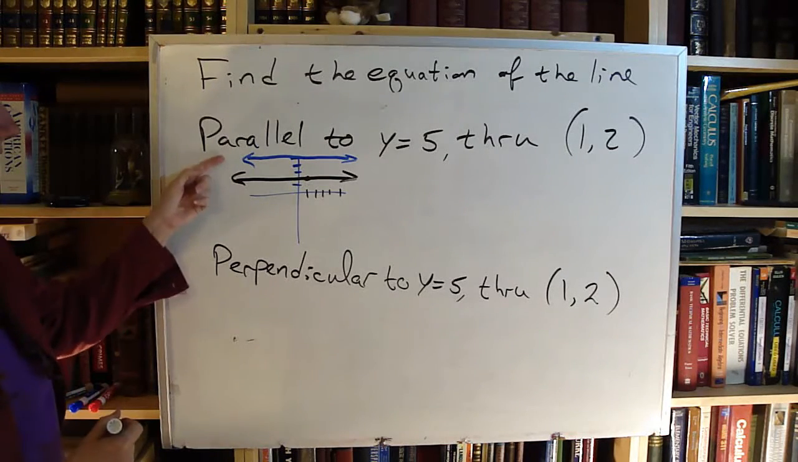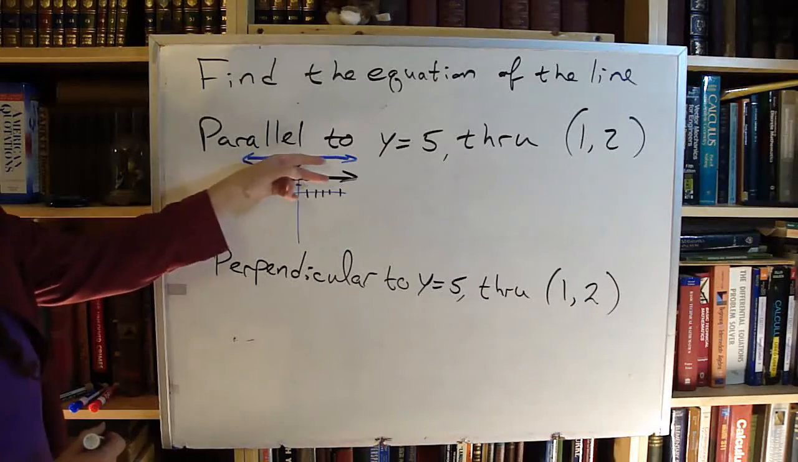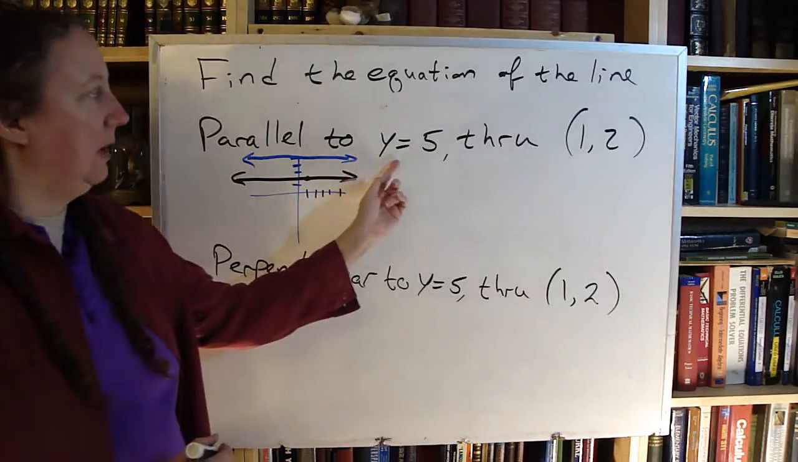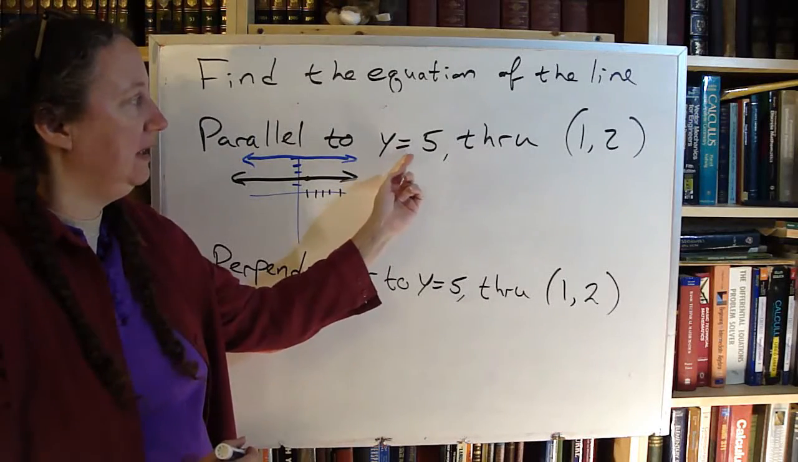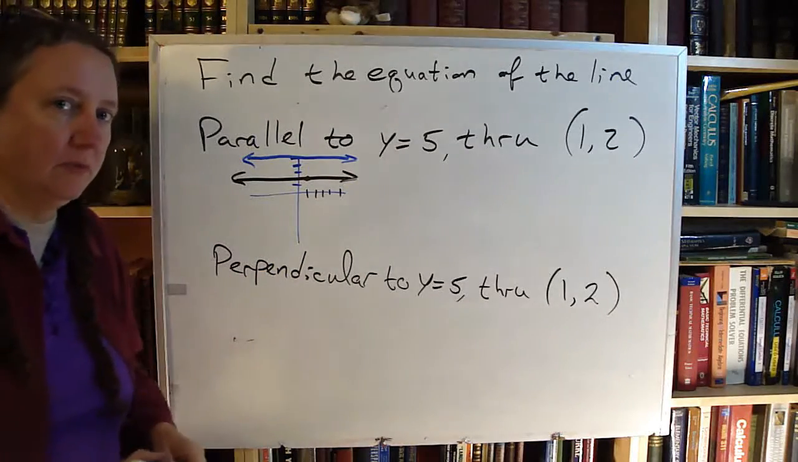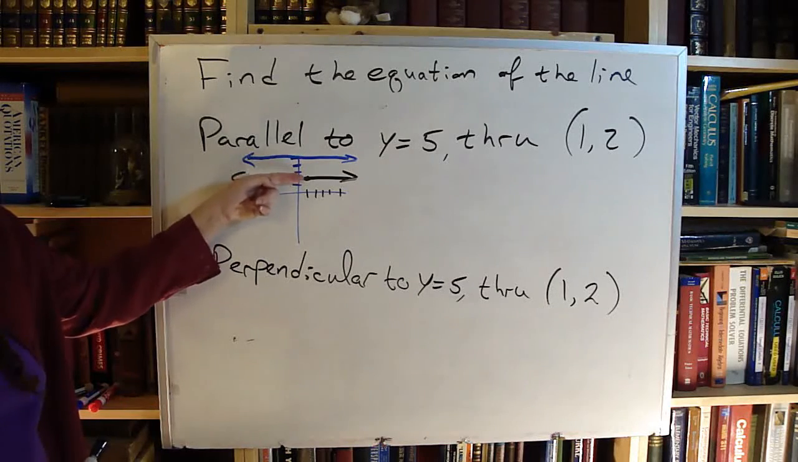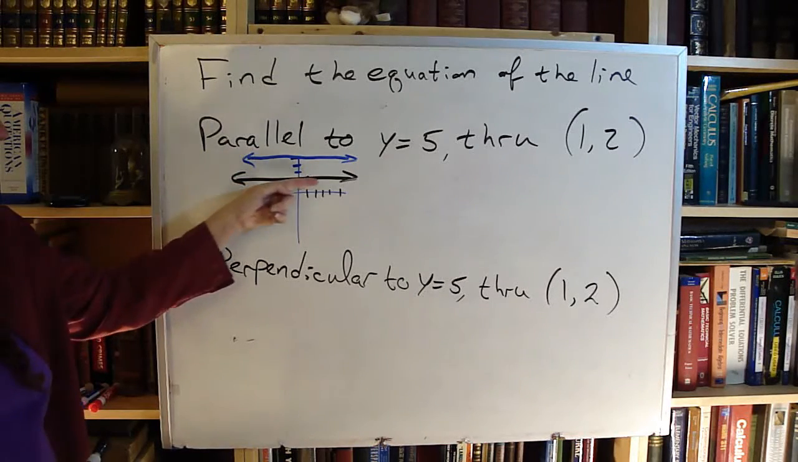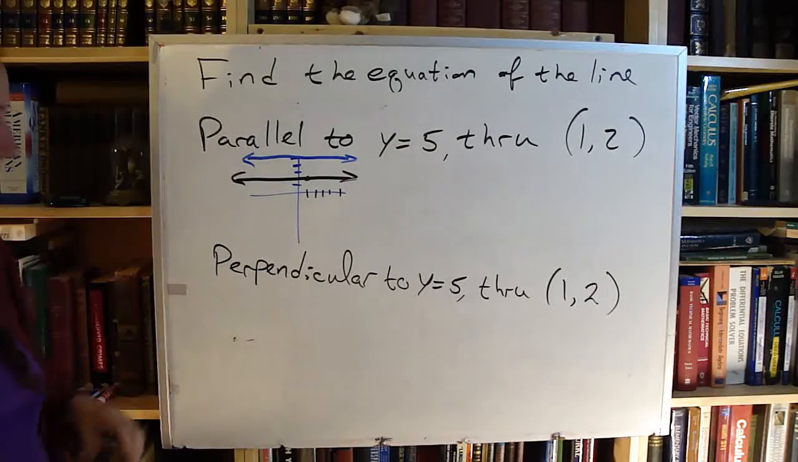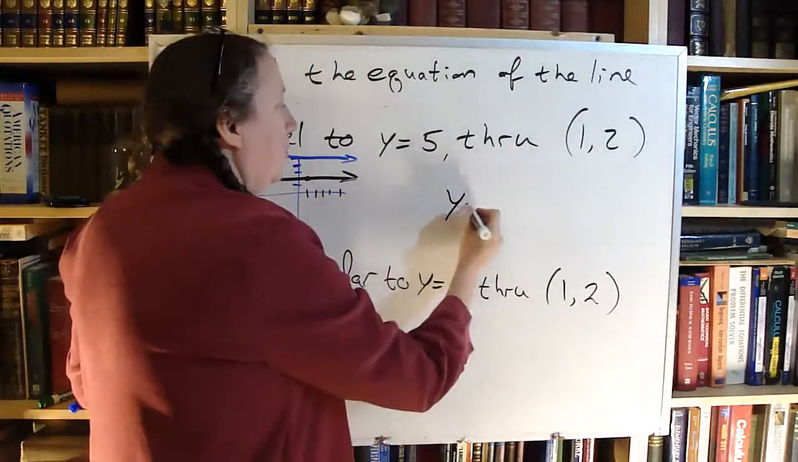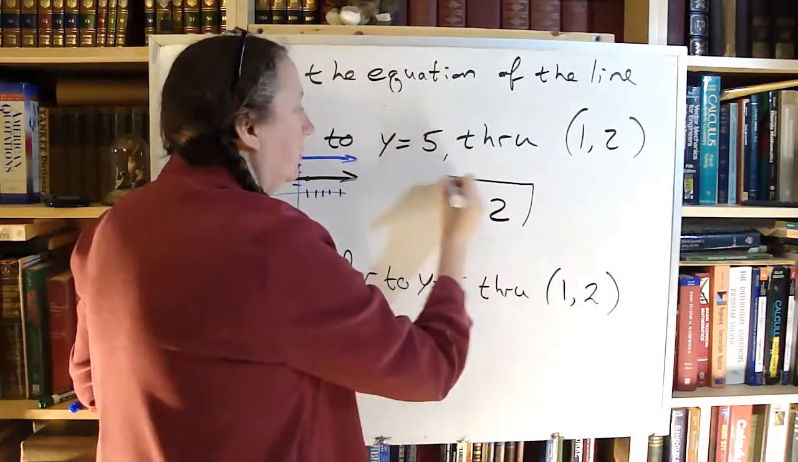So being parallel, that means that I'm going to have the same type of line, same slope, so that means that I'm still going to have that y equals something. But it's not going to be going through y equals 5 anymore. It's going to be going through y equals 2. So my equation is y equals 2.